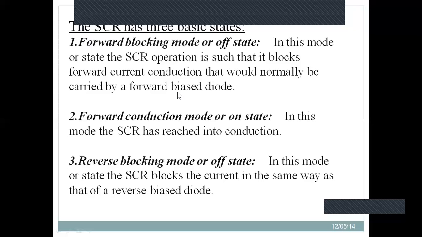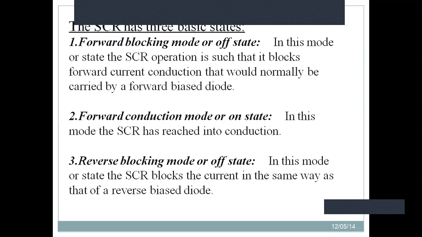The same thing I have told: if you connect the positive of the battery to the anode and the negative of the battery to the cathode, a diode becomes forward bias and it will conduct. But what about SCR? SCR will not conduct. Okay, but SCR will be in forward blocking mode. Forward conduction mode में नहीं रहेगा, forward blocking mode में रहेगा, even though it is a forward bias. Okay, so that is the first mode of operation.